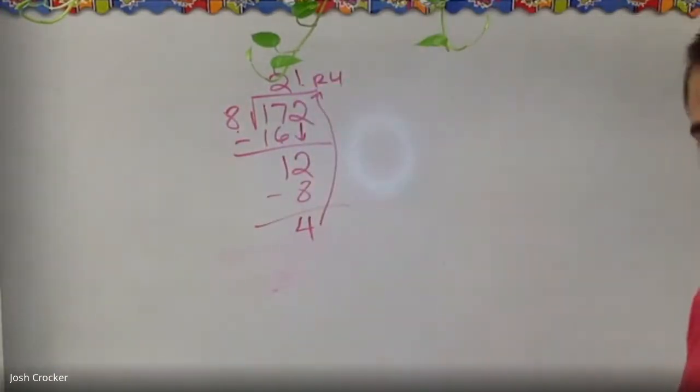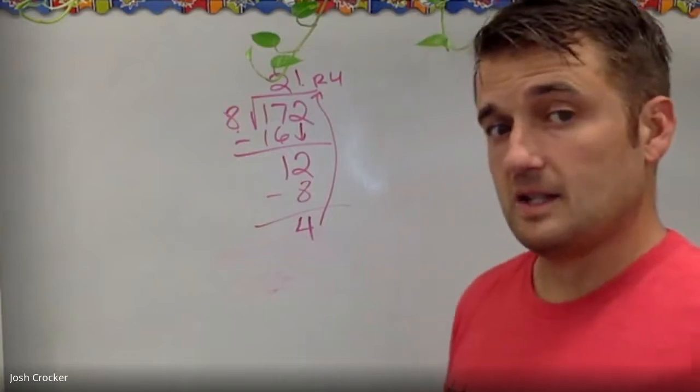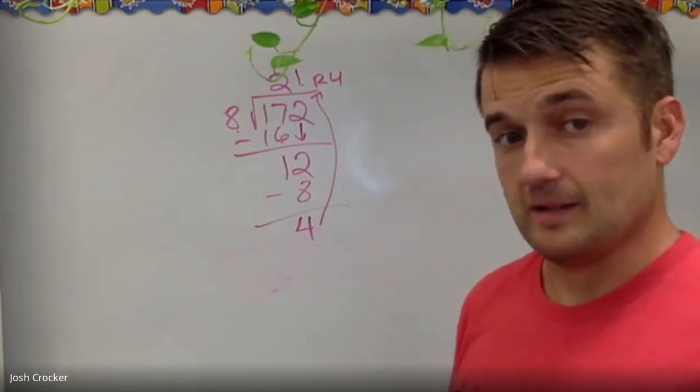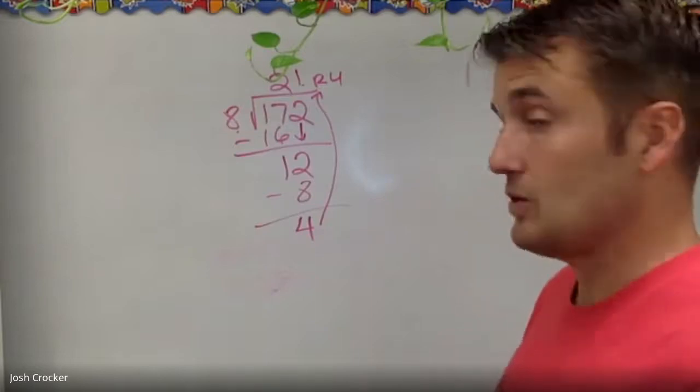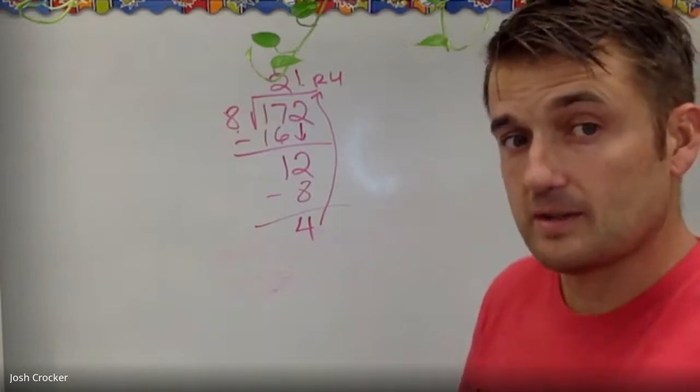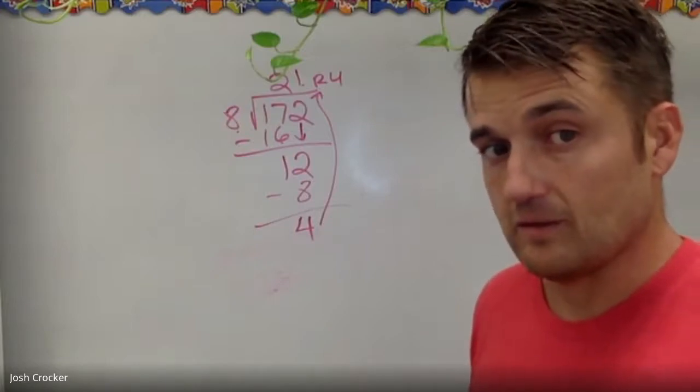Okay, if you had 172 Skittles and 8 friends, including yourself, each friend, if we shared equally, would get 21 Skittles, and then there would be 4 left over.